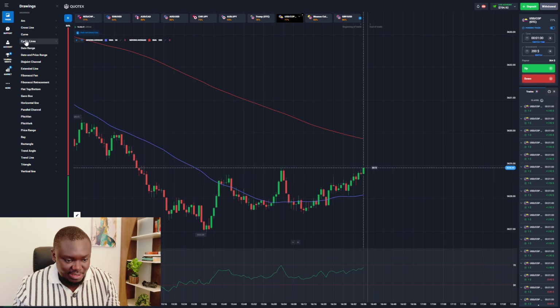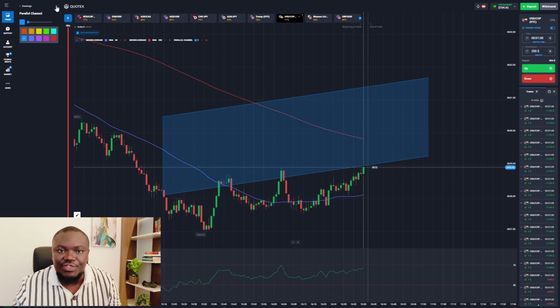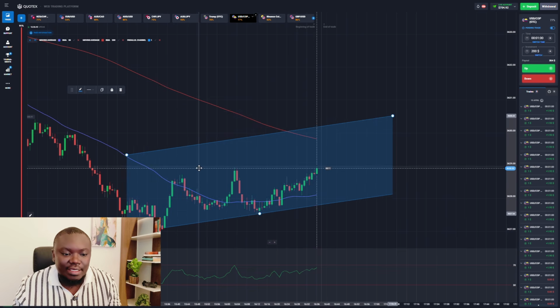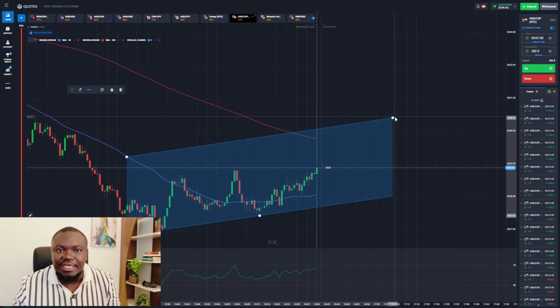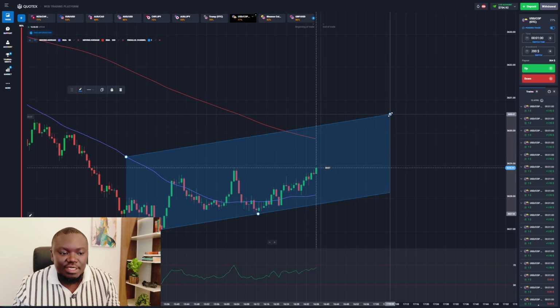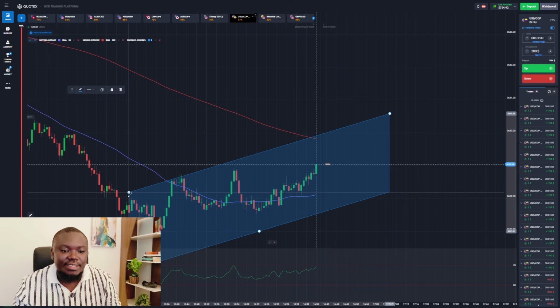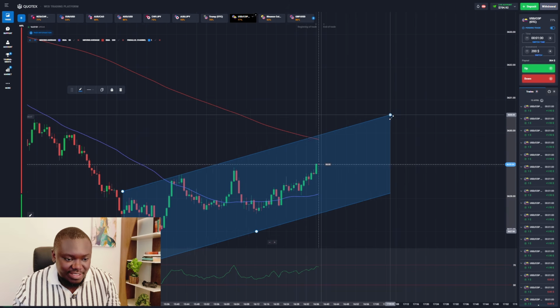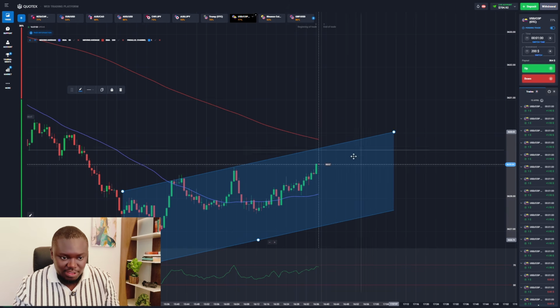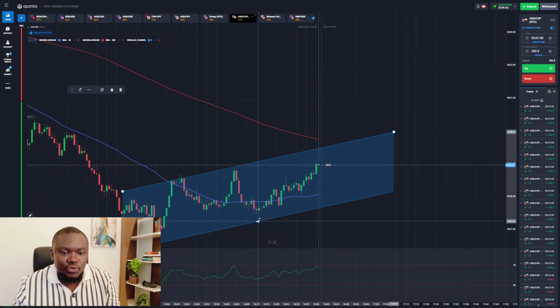So let's add the parallel channel. The parallel channel, again, can be used as support and resistance levels in a trending market. If it is trending upwards, you can use them as either ascending or descending support and resistance levels. You can adjust them by using these points that are shown on the screen.